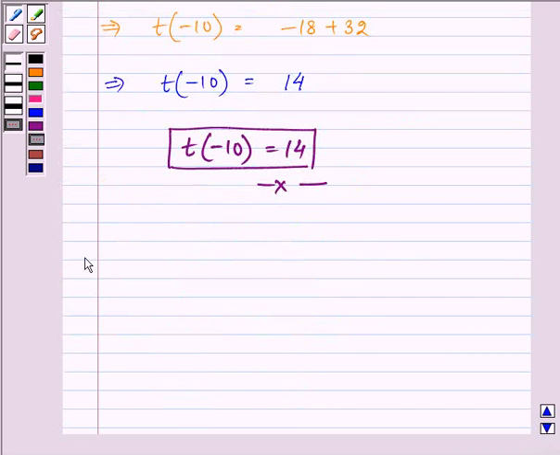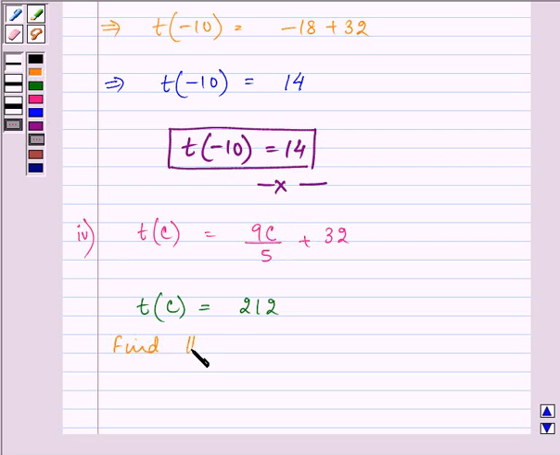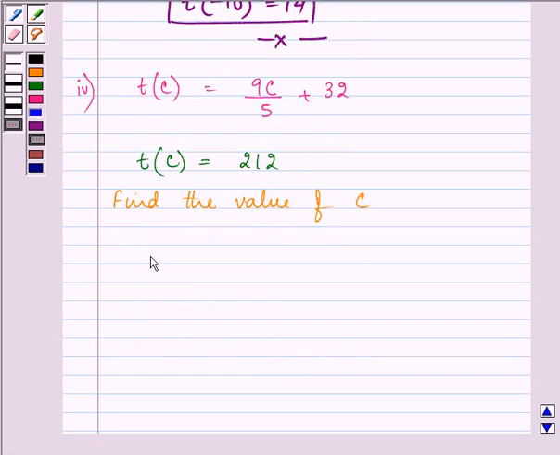Now the fourth part is a little different part, in which we are given the value of the function as 212, and we need to find the value of C. So what we are going to do, we'll equate 9C divided by 5 plus 32 with 212. And now, as we used to solve linear equation in one variable, we'll find the value of C.